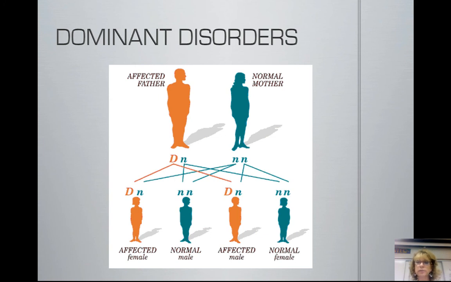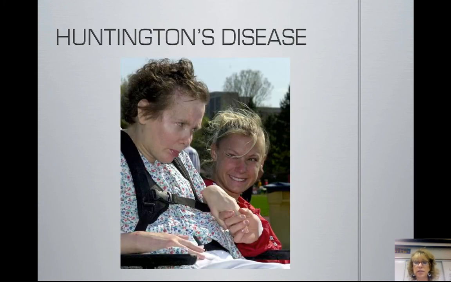Dominant disorders are much less common because people know that they have a dominant allele, and usually if it's a serious disorder, they die before they reproduce, or they don't reproduce because they don't want to pass the disorder that they have onto their child. So some examples of dominant disorders are Huntington's disease.